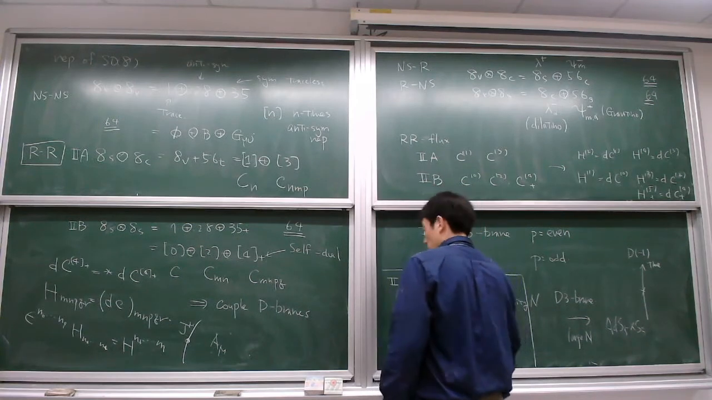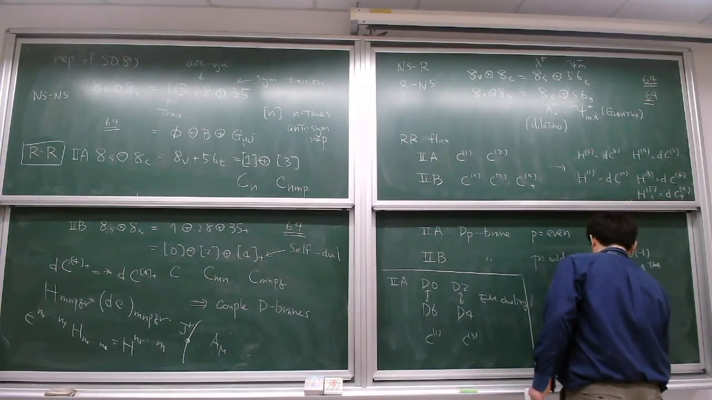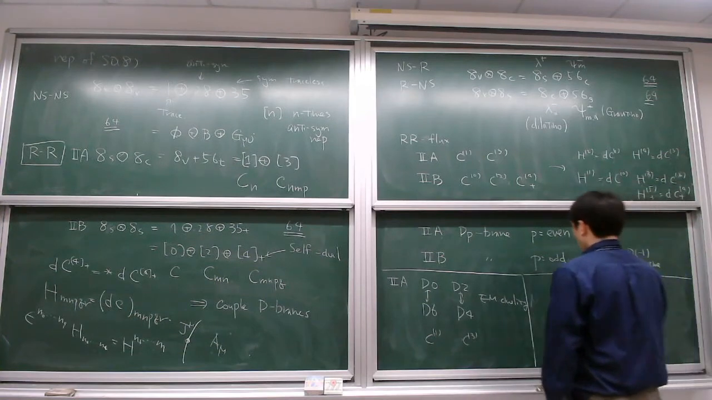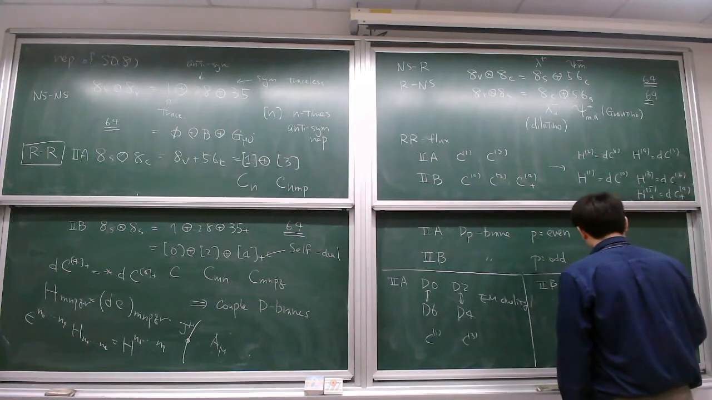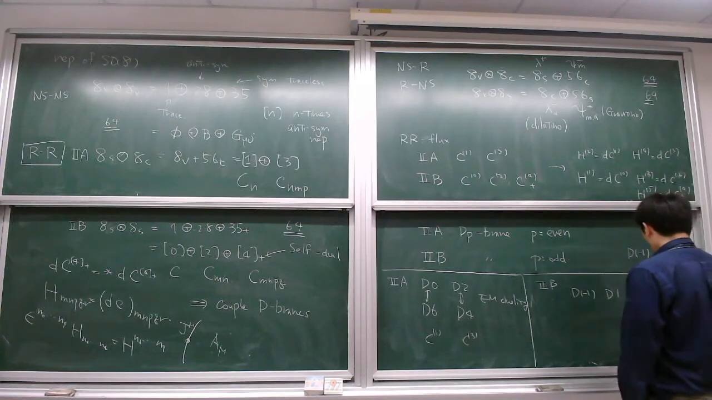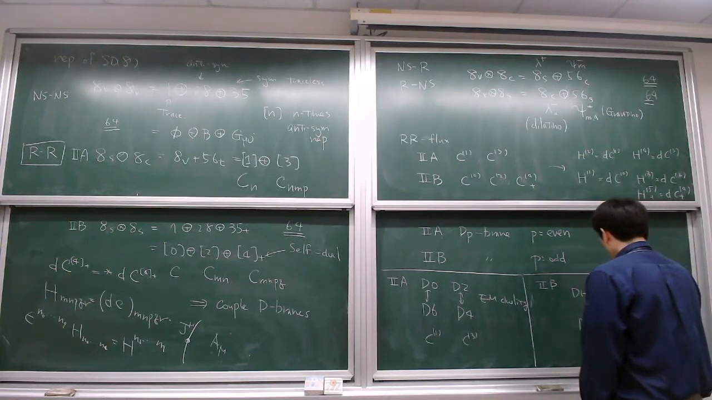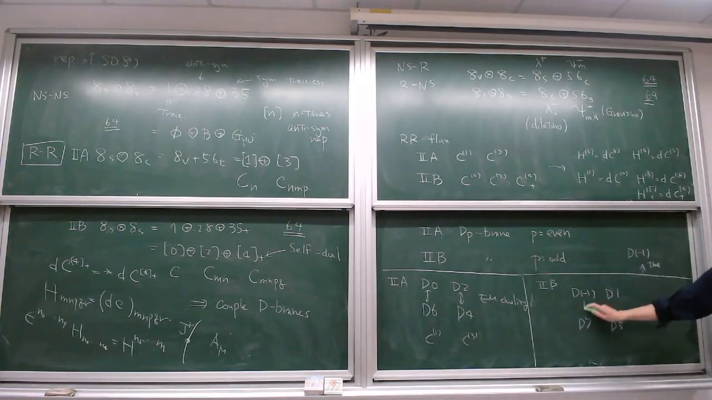Whereas in type 2B, what you get is D minus 1 brane, D1 brane, and D3 brane, and D5, and D7. They are magnetic fields, where it's a soft field. So therefore, it can be either an electric or magnetic object. Okay.